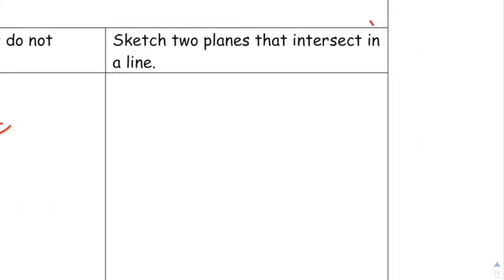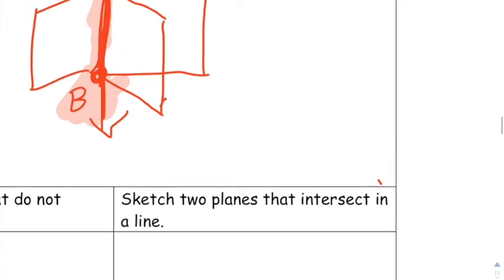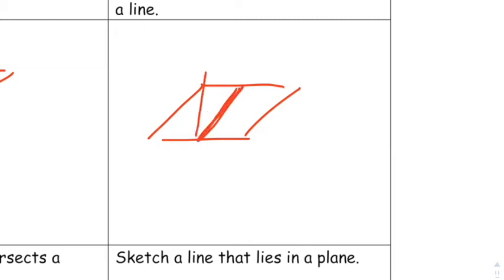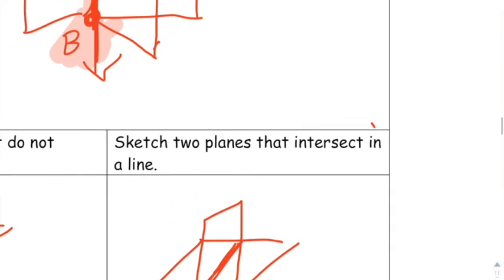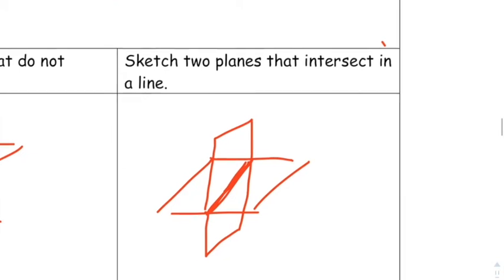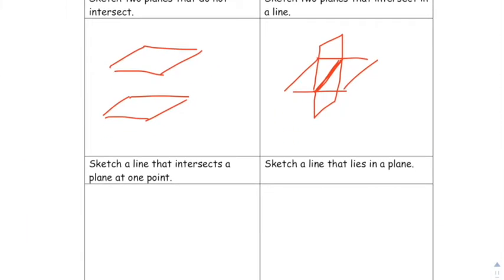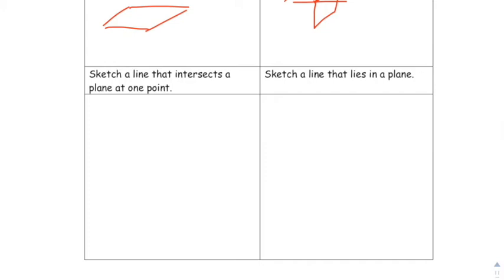Sketch two planes that intersect in a line. You could use the picture we used above, like the book. You could do what we saw earlier in that previous example. Something kind of like this here. That was like the example we saw above, or you could do the book example. Feel free to pause if you need to get your sketches.